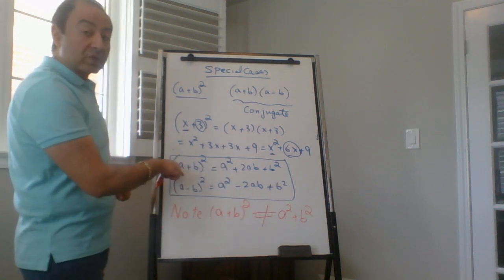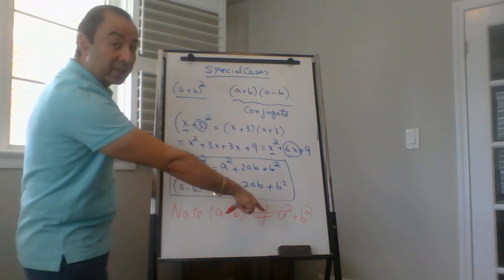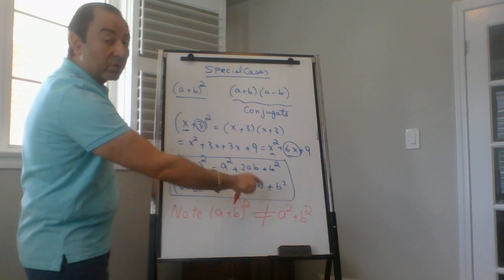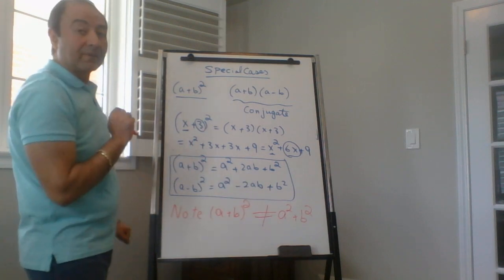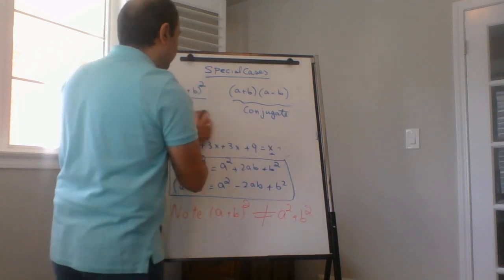If you don't want to use the shortcut, FOIL. Expand using FOIL. But to do this is a very annoying mistake. Please don't do that. Okay. Now let us have some examples.